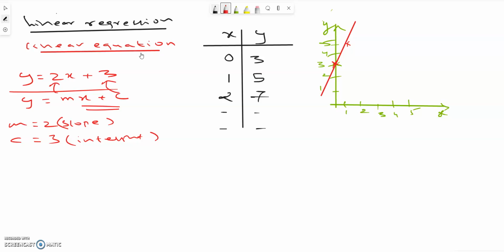Now from this equation, you might be observing one thing here. The point where this line cuts the y-axis is called the intercept. That is, when x is equal to 0, you will get the value of y is equal to 3, which is called the intercept. So this is called intercept, very important.